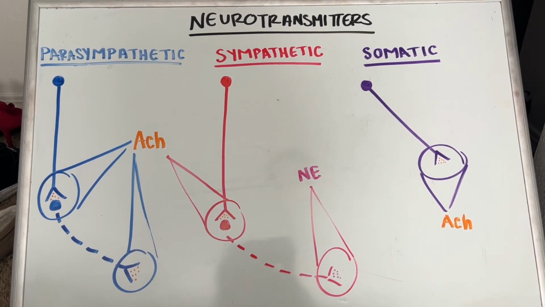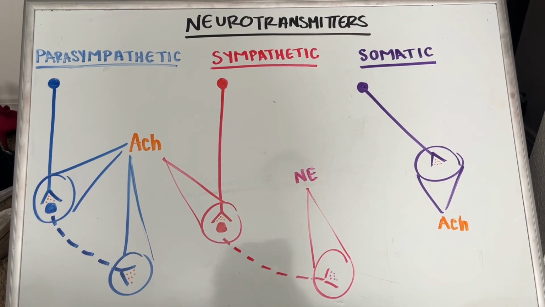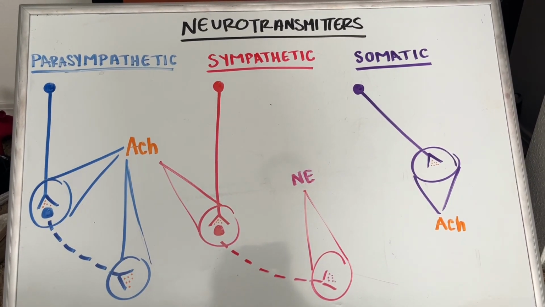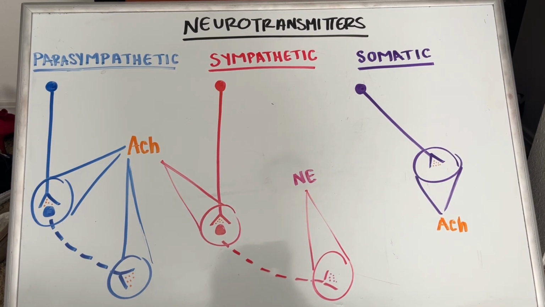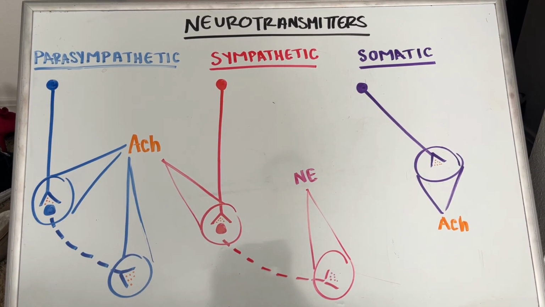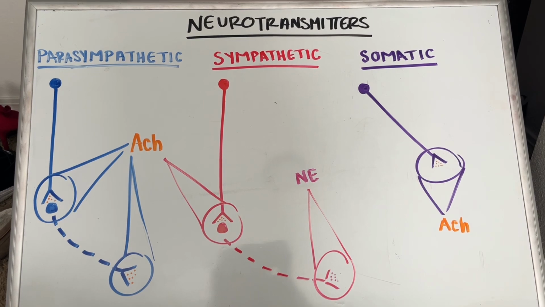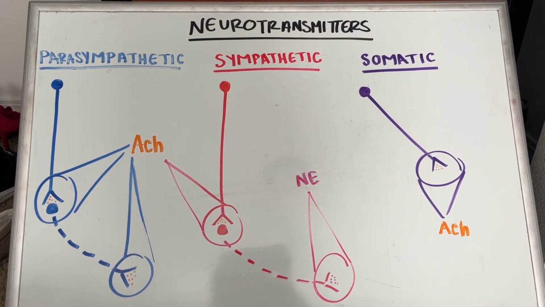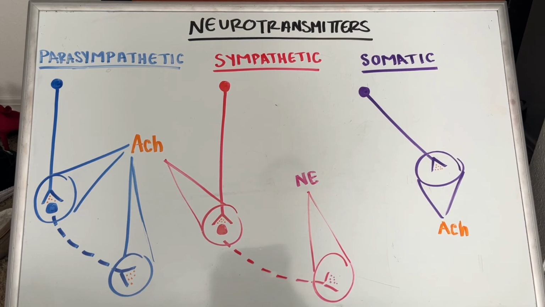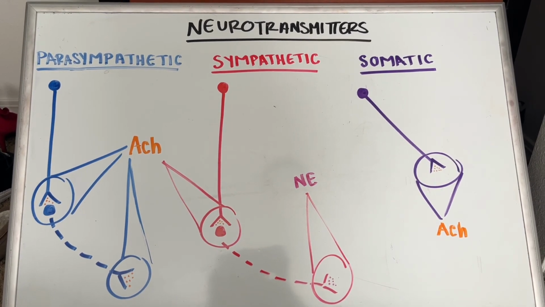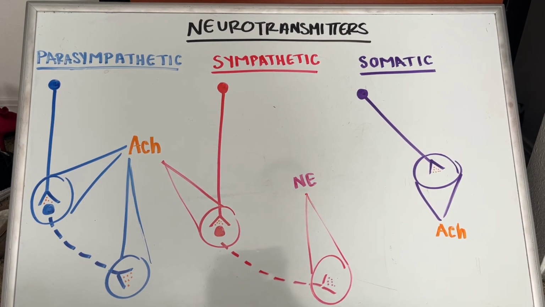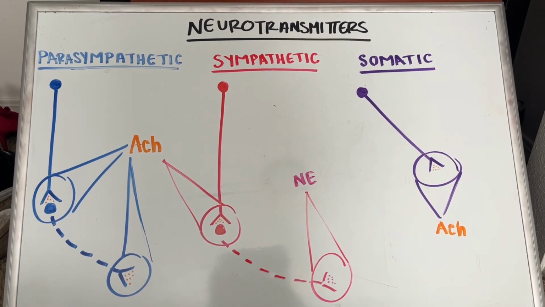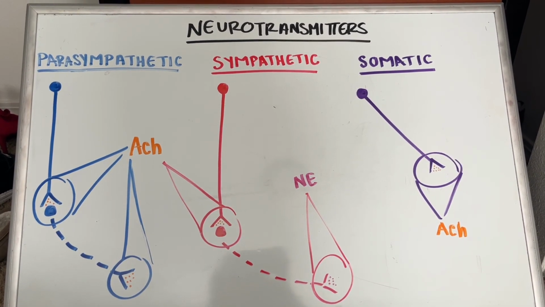Preganglionic neurons that stimulate the adrenal medulla release acetylcholine and cause the adrenal medulla to release epinephrine into our blood system. For our somatic nervous system, motor neurons release acetylcholine at the neuromuscular junction to stimulate skeletal muscle contraction. So as you can tell, acetylcholine, abbreviated as ACh, is something that is super important within these systems and helps regulate lots of them.